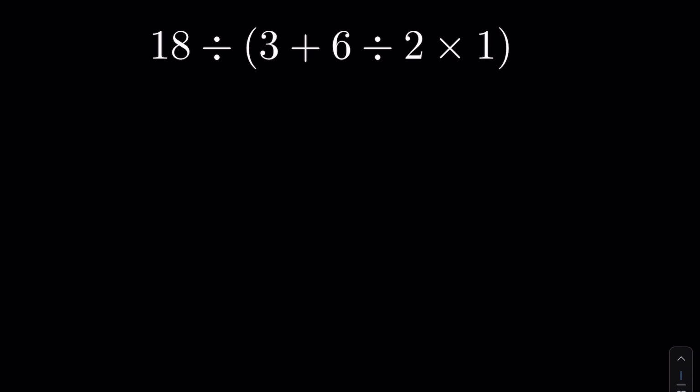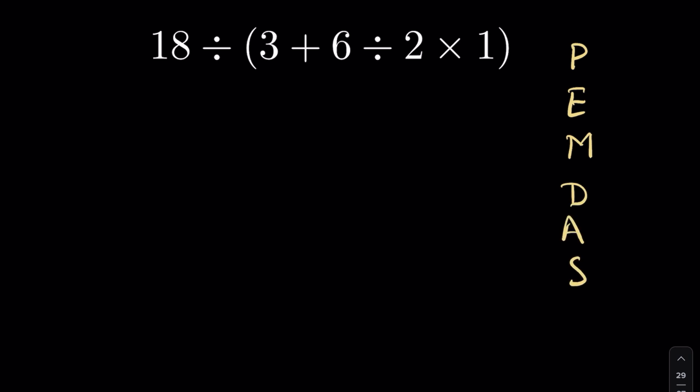18 ÷ (3 + 6 ÷ 2 × 1). How do we solve this? As per the order of operations, we first solve parentheses, then comes exponent, multiplication, division, addition, subtraction.